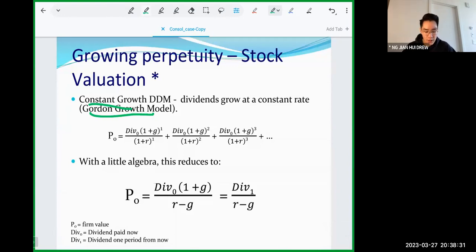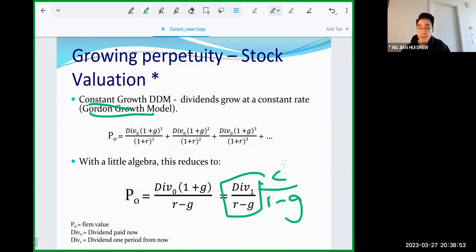Okay, so it actually uses the growing perpetuity formula. Can you see here that div1 divided by this is actually a growing perpetuity, right? Remember, growing perpetuity is C divided by R minus G. And C is 1 period from today, right? Remember, I keep on emphasizing 1 period from today. So this dividend div1 is actually 1 period from today.